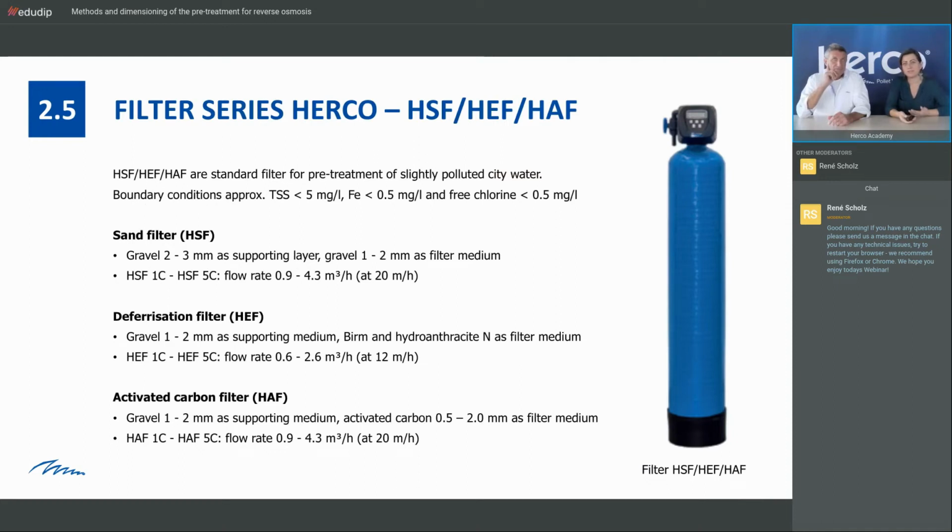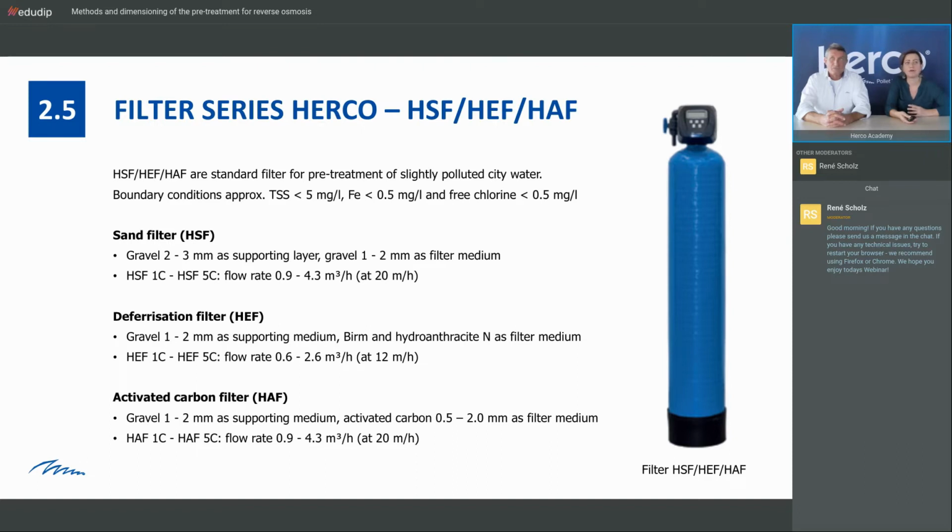Okay, so the filter series we have, these are the basic simple filters. So HSF, which is a sand filter, HEF, which is a filter for removal of iron and manganese, and HAF, which is an activated carbon filter. These we use more in drinking water applications, right? And we have tried to give you an indication of the boundary conditions.